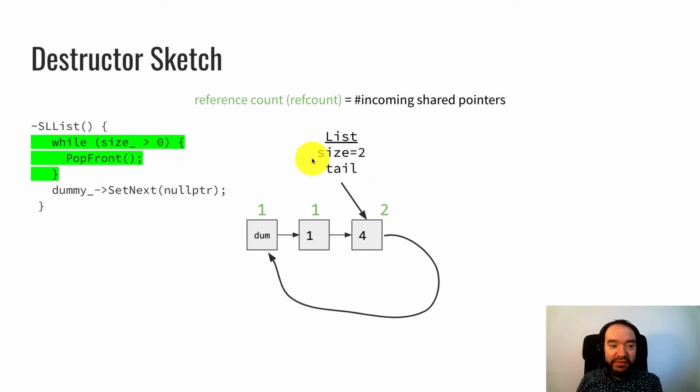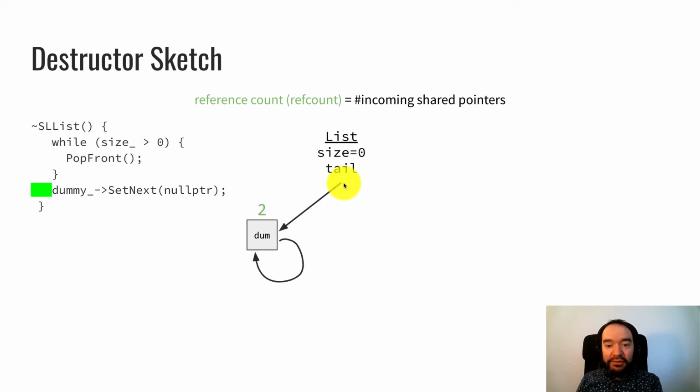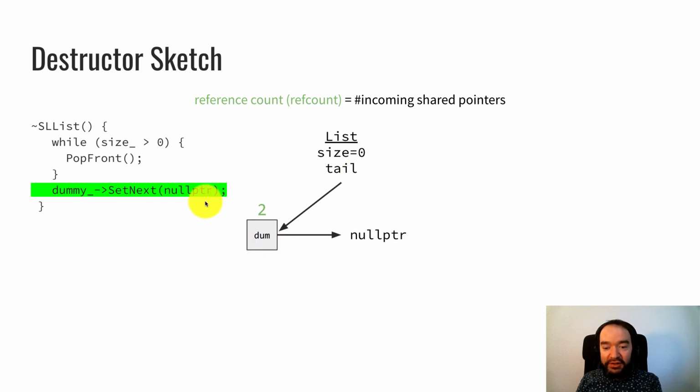Size is 2, it's still greater than 0, so we pop the front, which is now the 1 element. We pop the front, which is now the 4 element. That's the end of the while loop. We're down to size 0. At this point, we're almost done, but note that the dummy node still has a ref count of 2 because of the tail pointer plus the dummy node's own next pointer. So we say dummy set next to null pointer, and that will update this ref count down to 1.